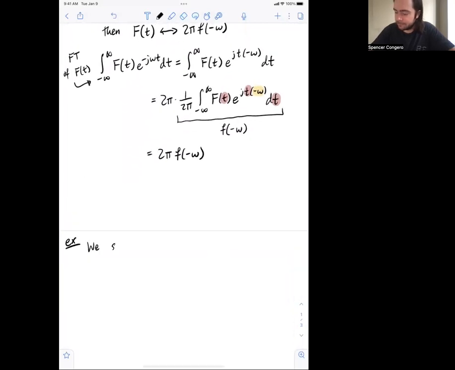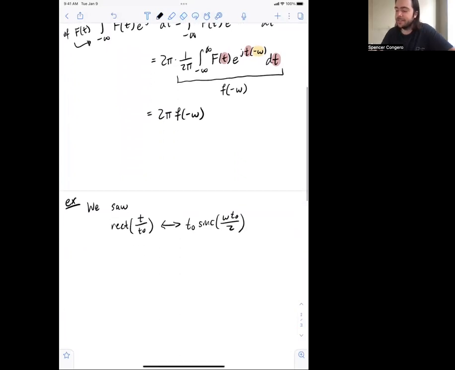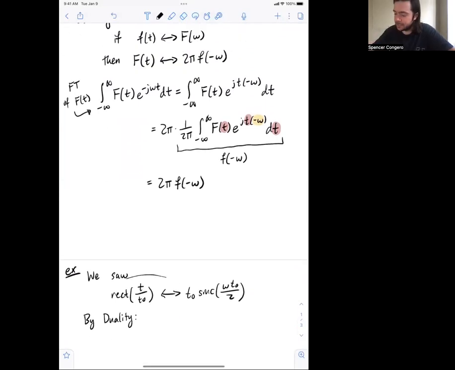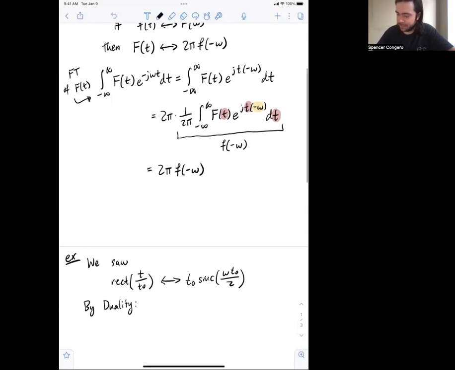Okay, so we saw that rect of t over t naught had a Fourier transform t naught sinc of omega t naught over 2. Okay, we saw that in the rect and sinc Fourier transform pairs video. So now let's see what we get by duality. Okay, so this is our top Fourier transform pair. Now I'm going to use duality and say, all right, let me treat this as a time function. I'm going to look at that function of time instead of omega.